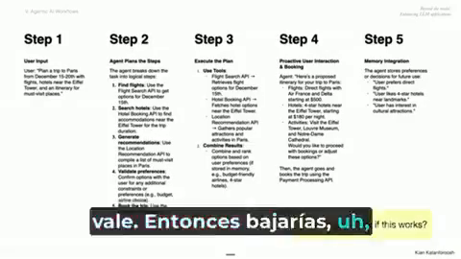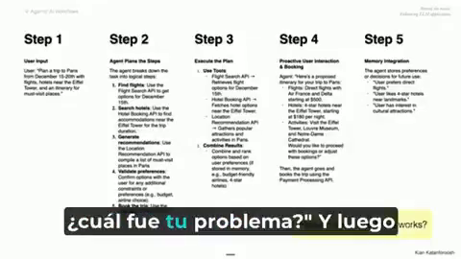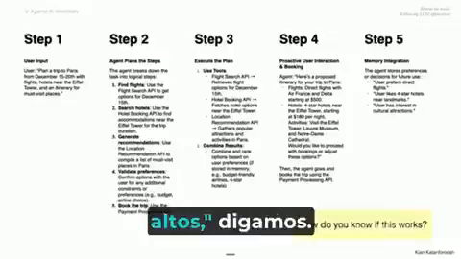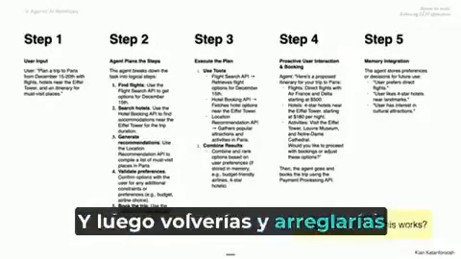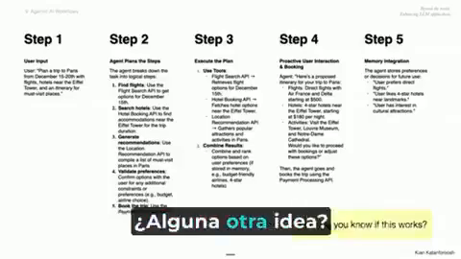Okay, so you would go down a tree and say, okay, you said 1, what was your issue? And then the user says, the prices were too high, let's say. And then you would go back and fix that specific tool or prompt. Okay. Any other ideas?